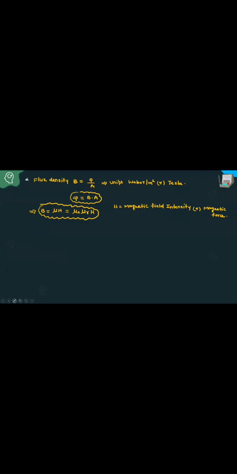Now you have to define what is the flux linkage. How to define flux linkage? The flux linkage psi equal to N phi. Number of turns into flux, that is nothing but a flux linkage. Then psi is proportional to phi. Psi is proportional to flux. The flux linkage is proportional to the number of flux lines.